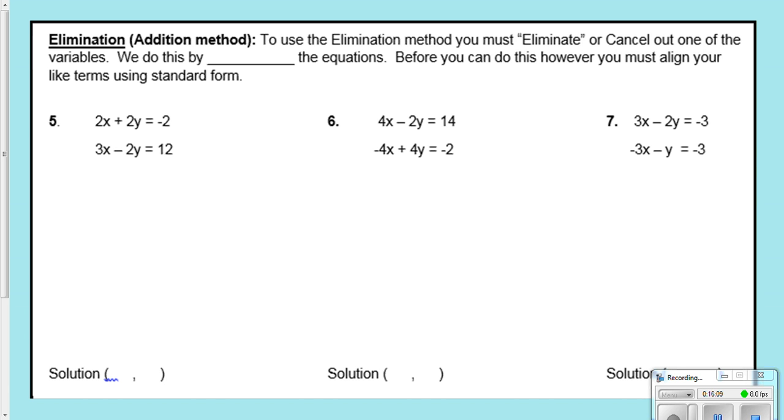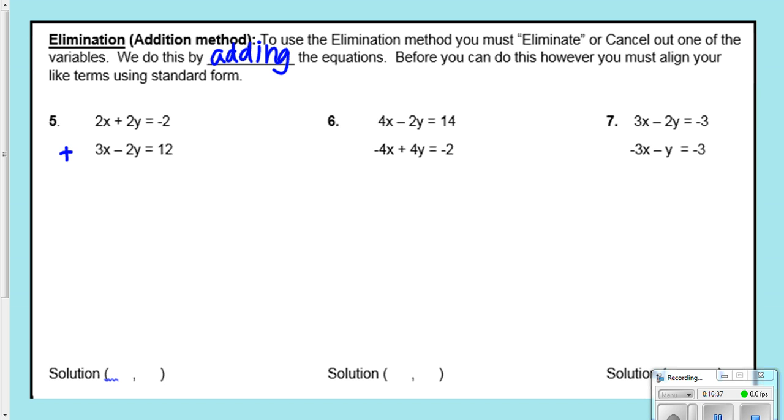So to use the elimination method, you must eliminate or cancel out one of the variables, right? If from the get-go we couldn't solve just one equation because there's too many variables there, let's just get rid of them, right? So we do this by adding the equations, okay? Before you can do this, however, you have to align your like terms using standard form. And that'll come into play more in the coming days. These are already aligned, as you'll see. We already have standard form in all of these, but just keep that in mind for the future.